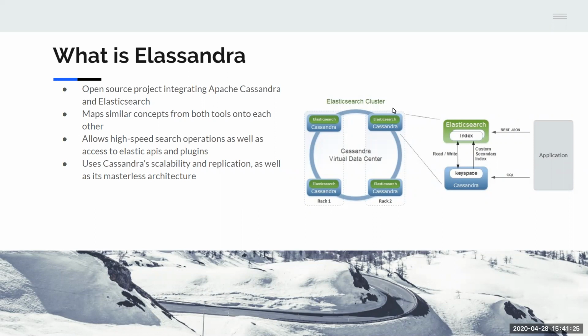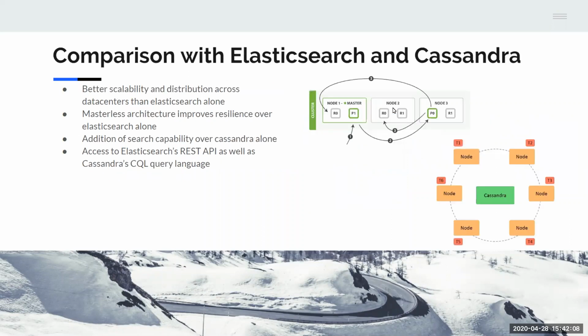So it allows high-speed search operations, as well as access to all of Elasticsearch's normal APIs and plugins, while also giving the advantages of Cassandra, which are in its scalability and its masterless architecture, which allows it to be widely distributed. If you look over on the right of the screen, this is an example of Elassandra's architecture style, where a Cassandra virtual data center contains Cassandra nodes as well as Elasticsearch indices. And applications can interact both through a REST API or through SQL with either of these data storage indices.